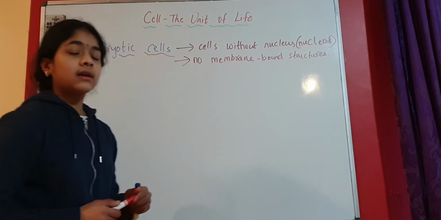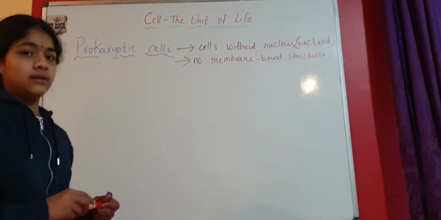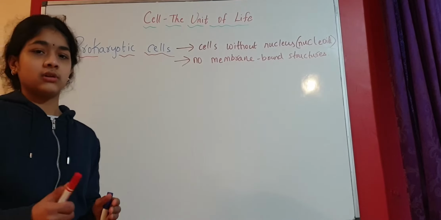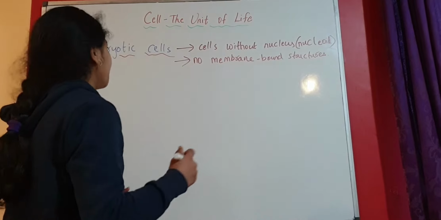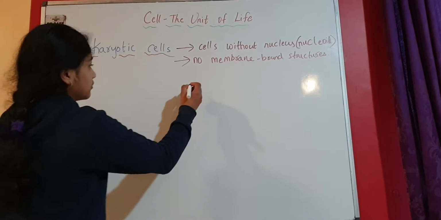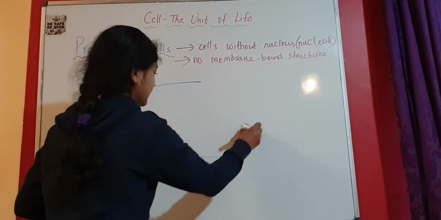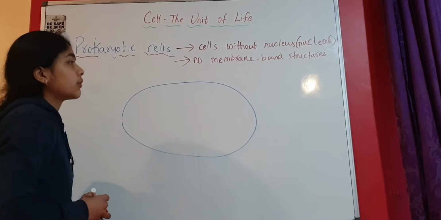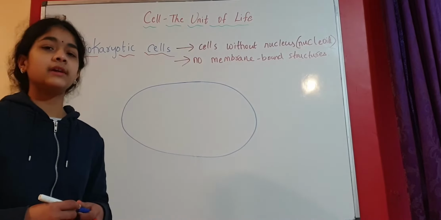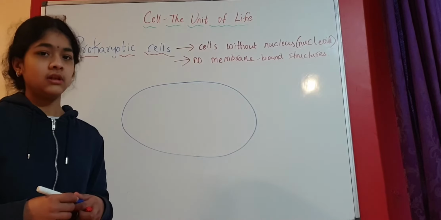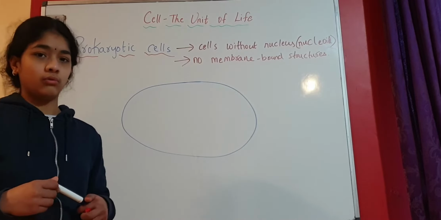Now we are going to take a look at the structure of a prokaryotic cell, the overall structure, how it looks. The first thing that we have to draw is a cell. So a cell is like that. Now we have to know that prokaryotic cells are usually unicellular. That means they just exist on their own.